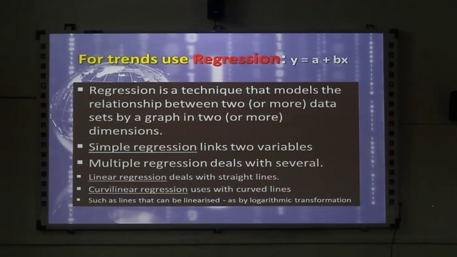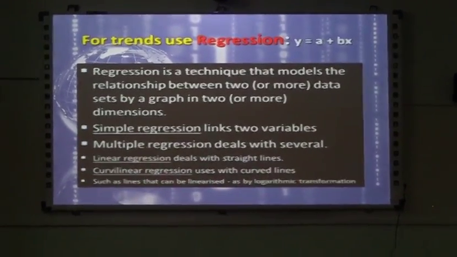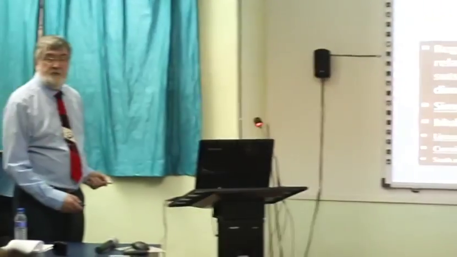Linear regression deals with straight lines. Curvilinear regression uses curved lines. But if you've got a curve, you really need to know why it's curved. And if you don't know why, then stick with linear regression. Sometimes these lines can be linearized in curvilinear cases, as by a logarithmic transformation. That's the commonest transformation you will use in this area.